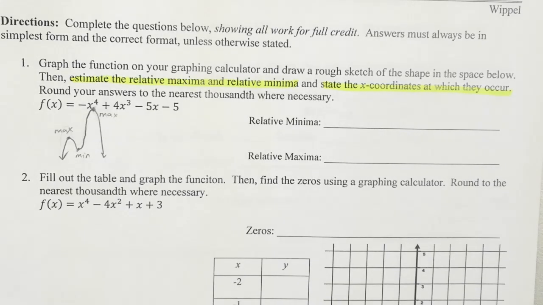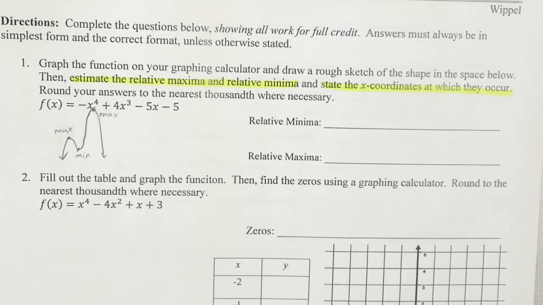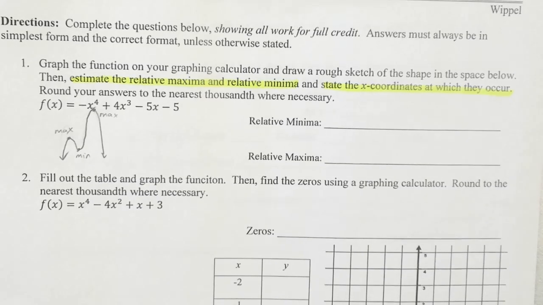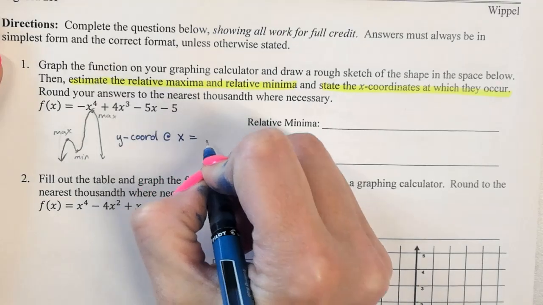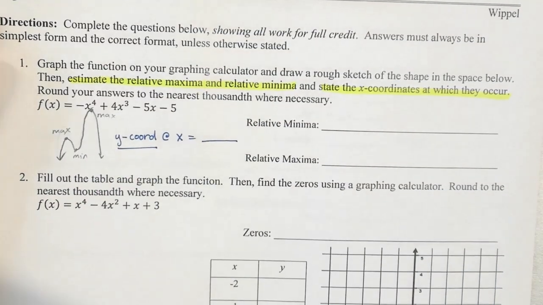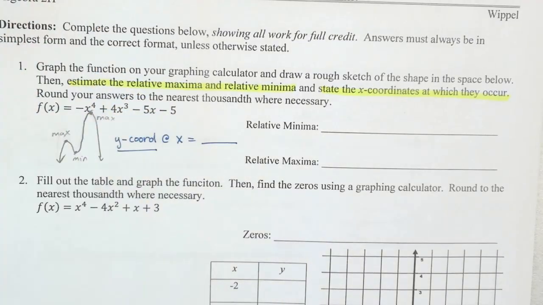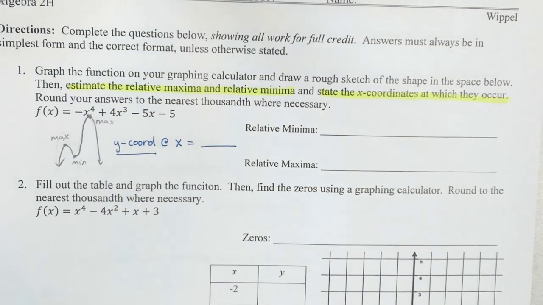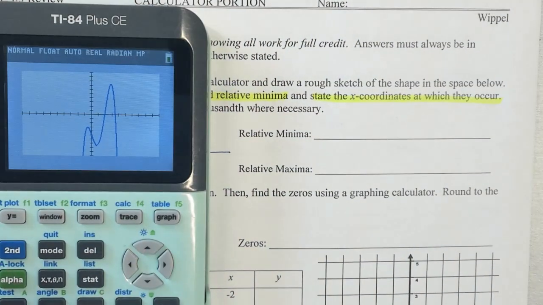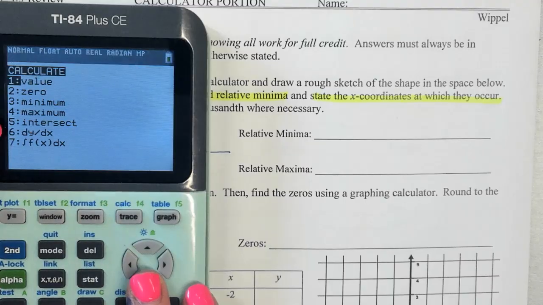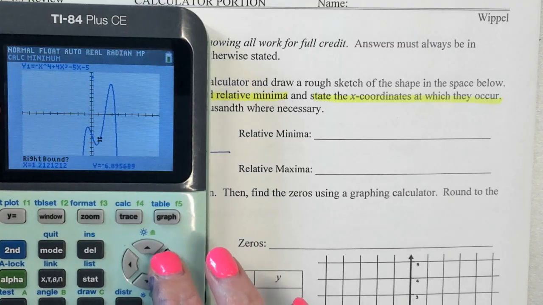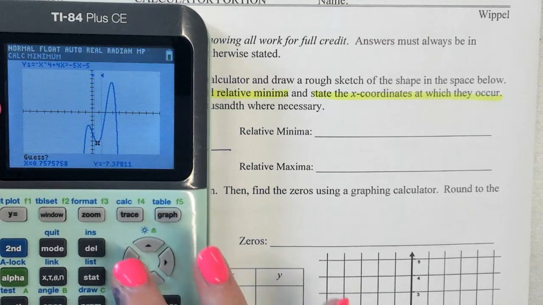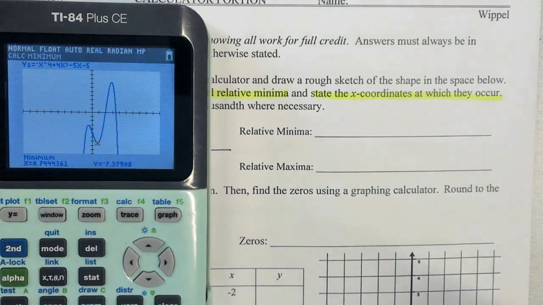Okay, part of your rubric for the way that I'm going to grade this question is that you have this in the proper form. So, the proper form I'm going to write here for you is the y-coordinate at x equals, and then you put the x-coordinate there. Okay, so it's the y-coordinate at x equals, and then you are going to find those values. So for the relative minima, we're going to go to second, Calc. We're going to select a minimum, and then we're going to the left of where we think it is and to the right. Okay, you can guess right on it, or it will still give you your values here.